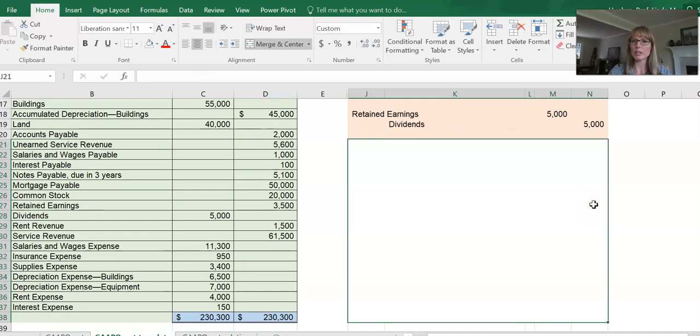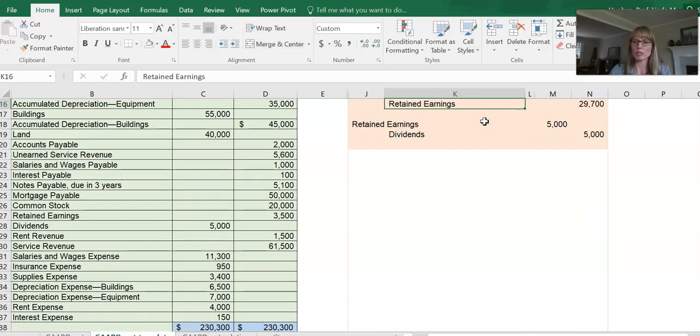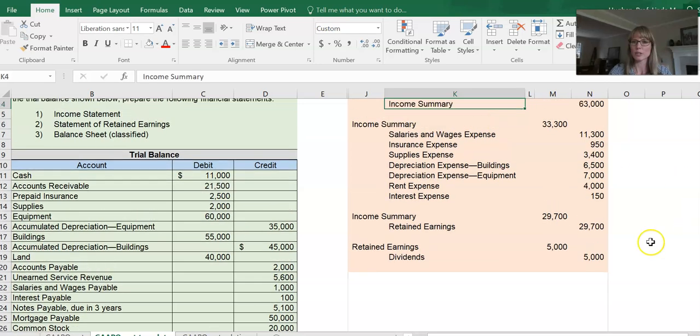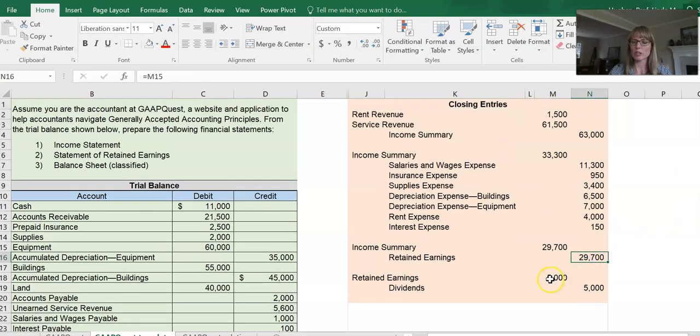So what was the net impact to retained earnings of the revenue, the expenses, and the dividends? $29,700 less the $5,000, so $24,700. That's the amount that we're transferring out of this period and into retained earnings so that we have an updated retained earnings balance for the next period. Now we're ready to start the next accounting period.